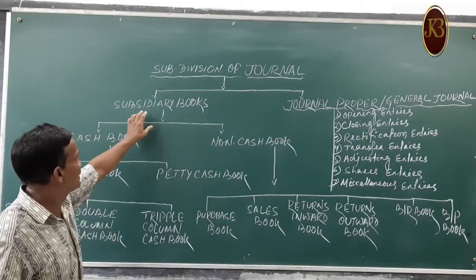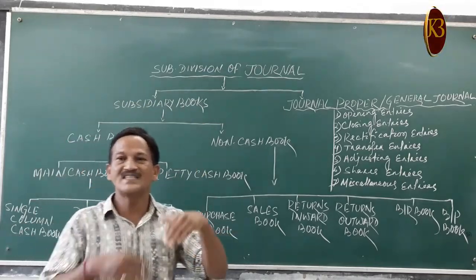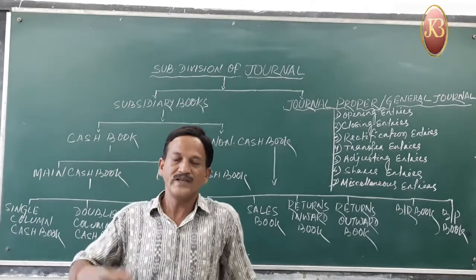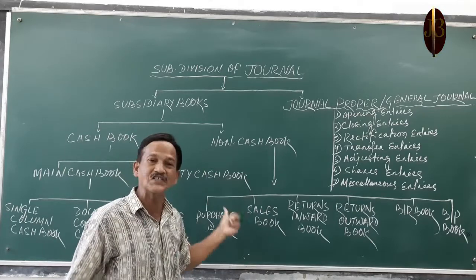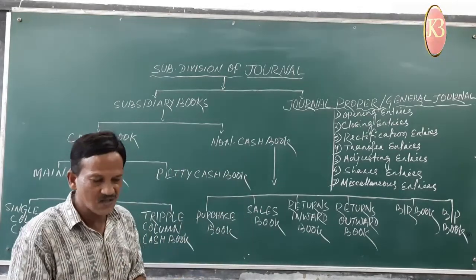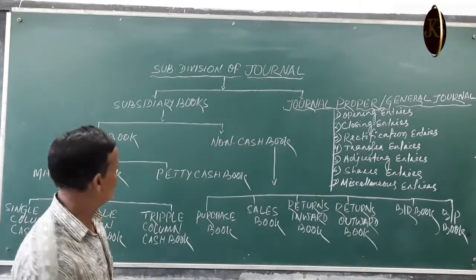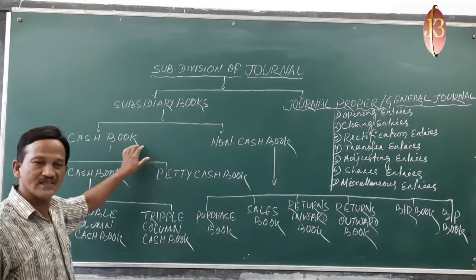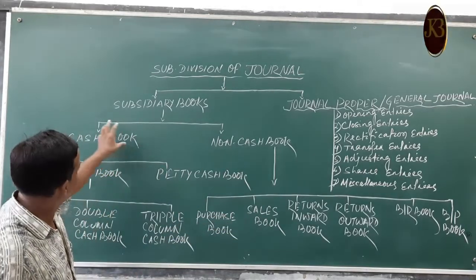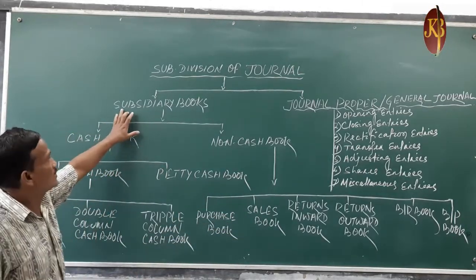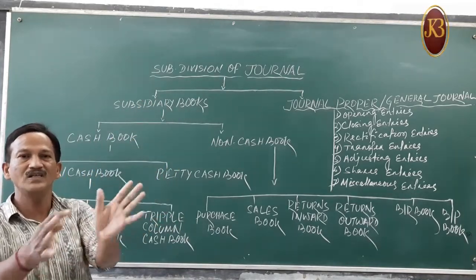Let's come to the subsidiary books. Subsidiary books are also called special purpose books. Why special purpose books? Because these are special transactions that business mostly deals with every day. The everyday transactions are cash transactions and goods related transactions. So if the subsidiary books are separated from the journal, then certainly your journal is reduced.